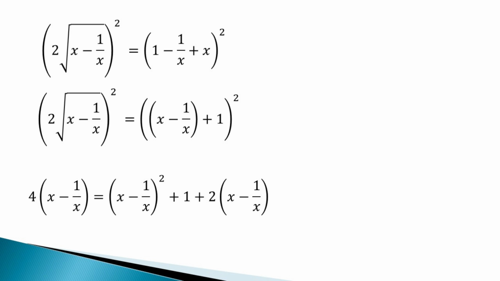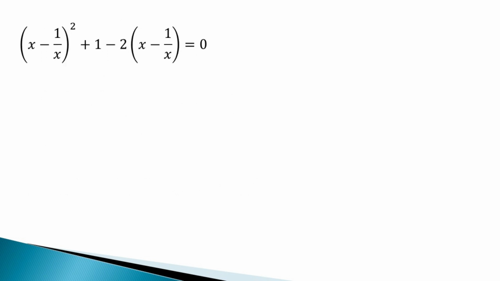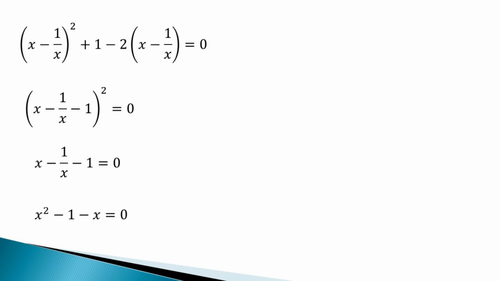Bringing all the terms on the left hand side and multiplying by minus 1, the equation can be written as x minus 1 by x whole square plus 1 minus 2 into x minus 1 by x is equal to 0. A simple observation of this equation indicates that the left hand side is x minus 1 by x minus 1 whole square, which is equal to 0. Taking square root of both sides, the resulting equation becomes x minus 1 by x minus 1 is equal to 0. Multiplying both sides by x, the equivalent equation becomes x square minus 1 minus x is equal to 0, which can be written as x square minus x minus 1 is equal to 0.